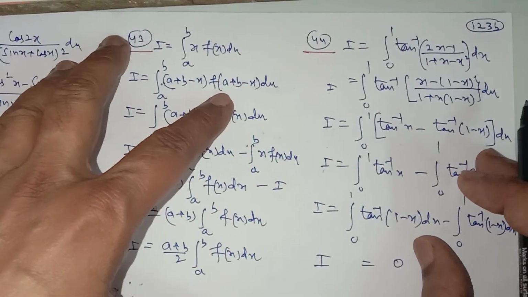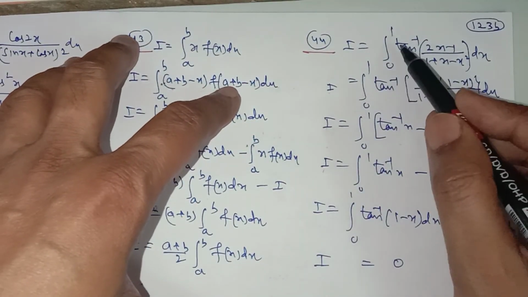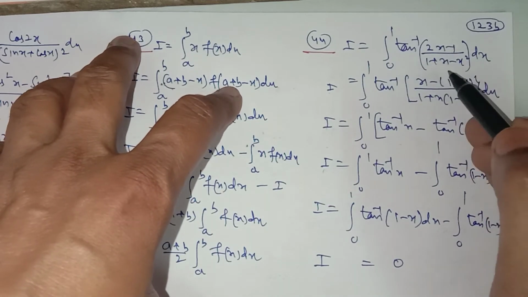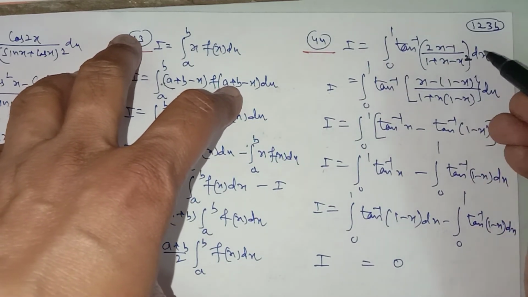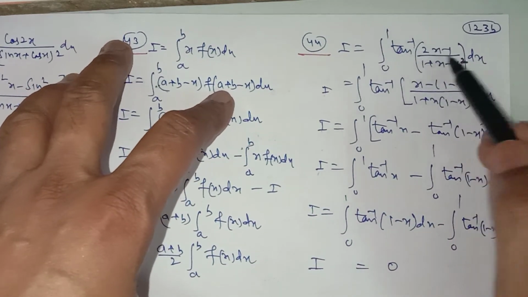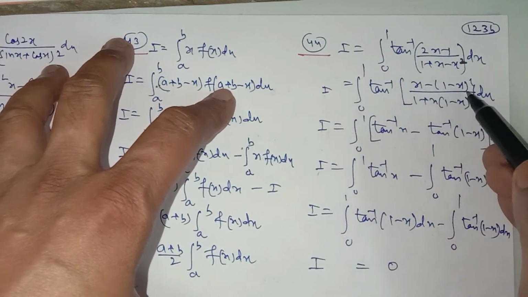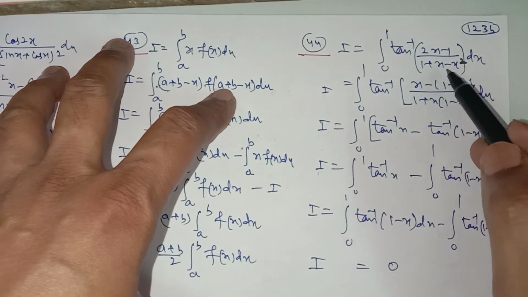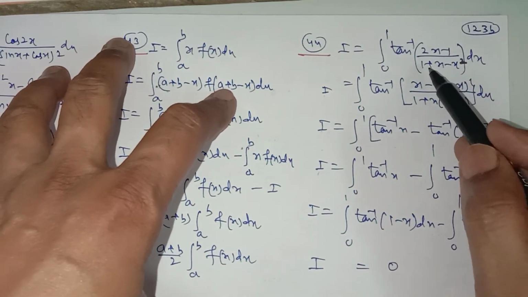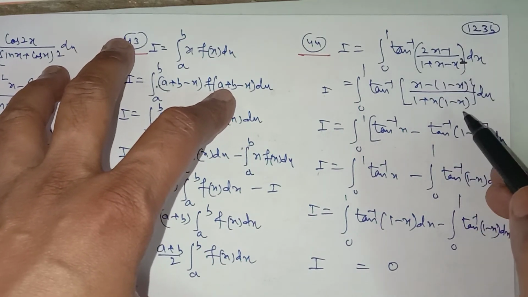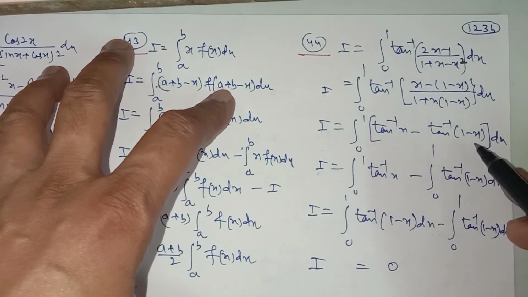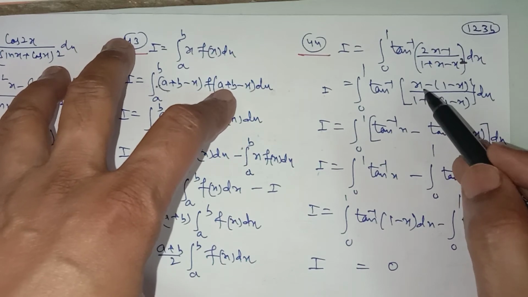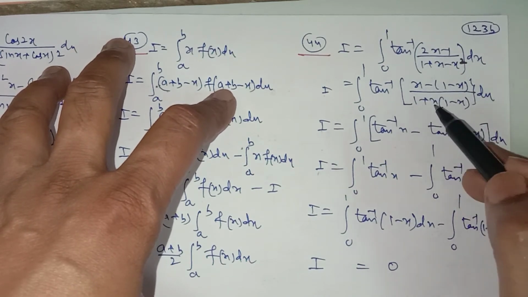And the last question of this miscellaneous exercise, it is I is equal to the integral from 0 to 1 of tan inverse (2x minus 1) upon (1 plus x minus x square). It is x square here. So for 2x minus 1, you can write x minus (1 minus x). And you take x common in the denominator, it will be (1 plus x)(1 minus x). And it is a formula of tan inverse a minus tan inverse b, which is equal to tan inverse (a minus b) upon (1 plus a into b).